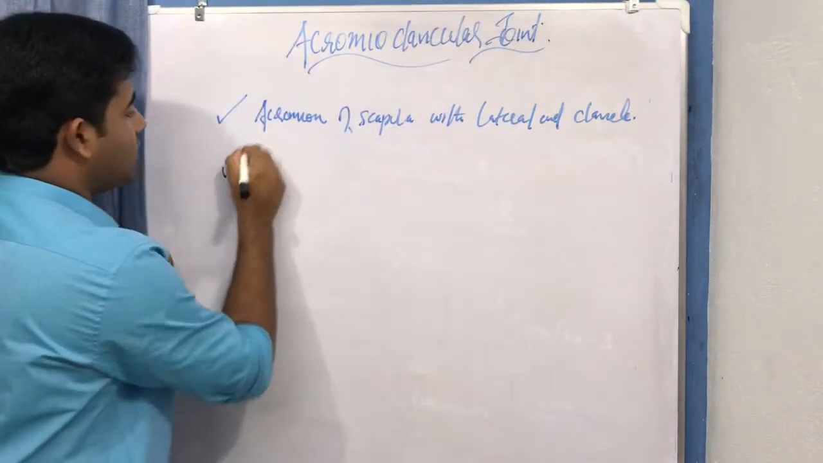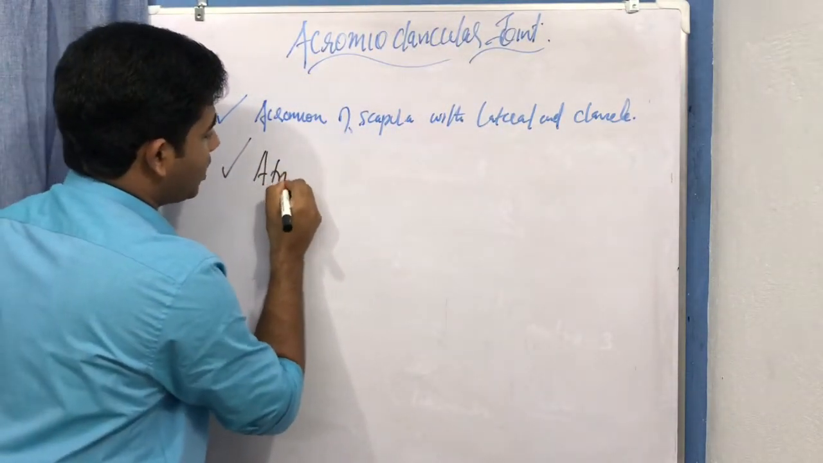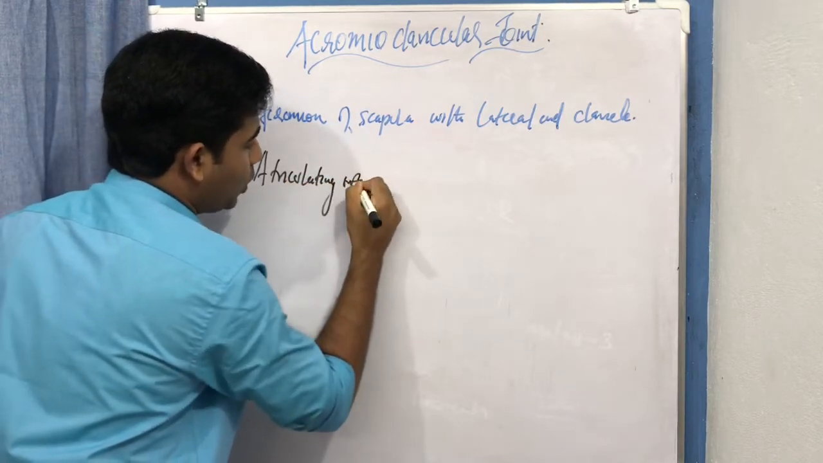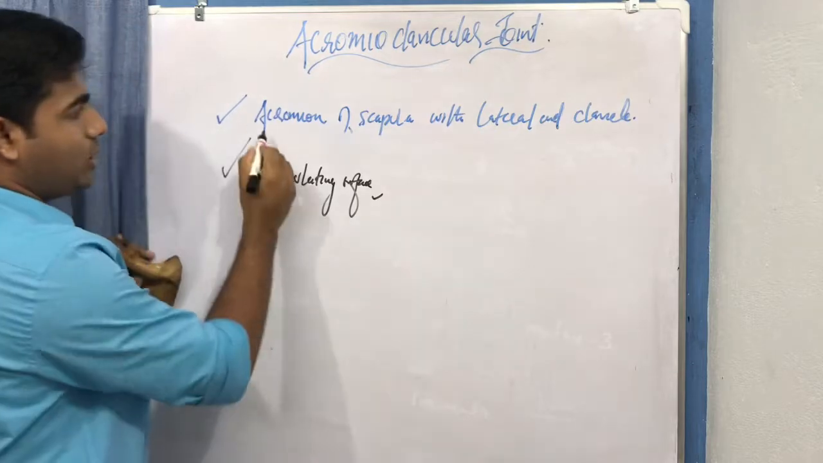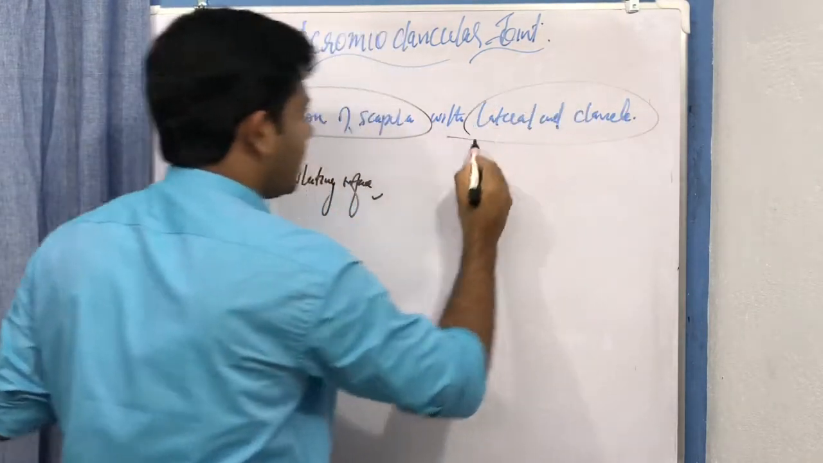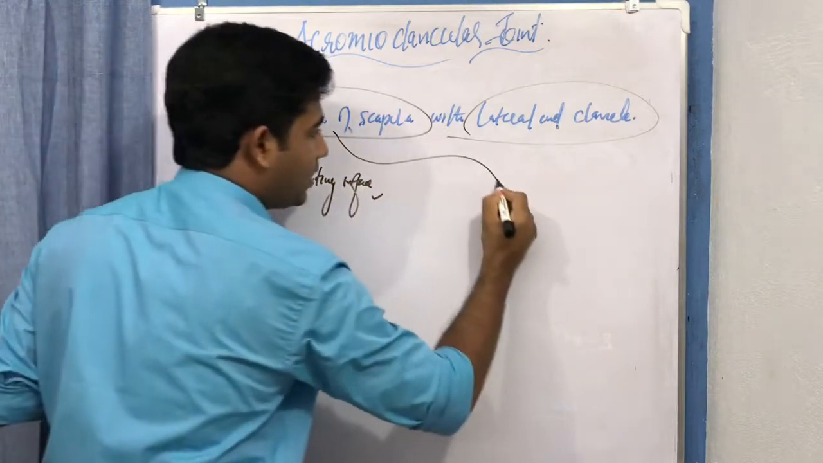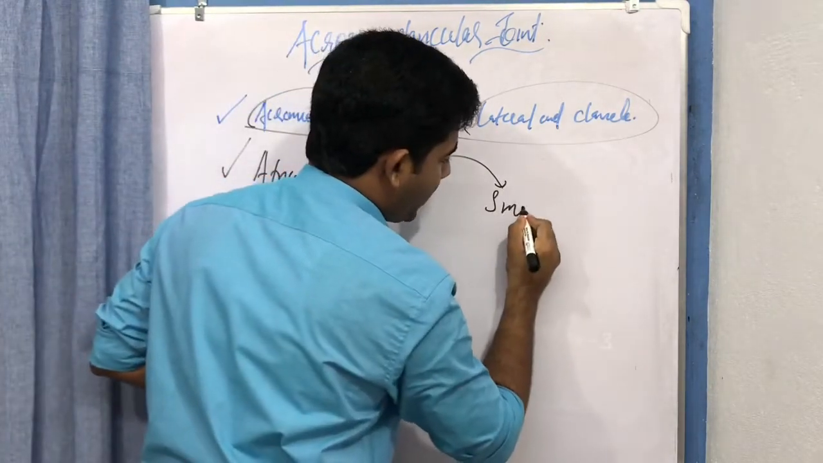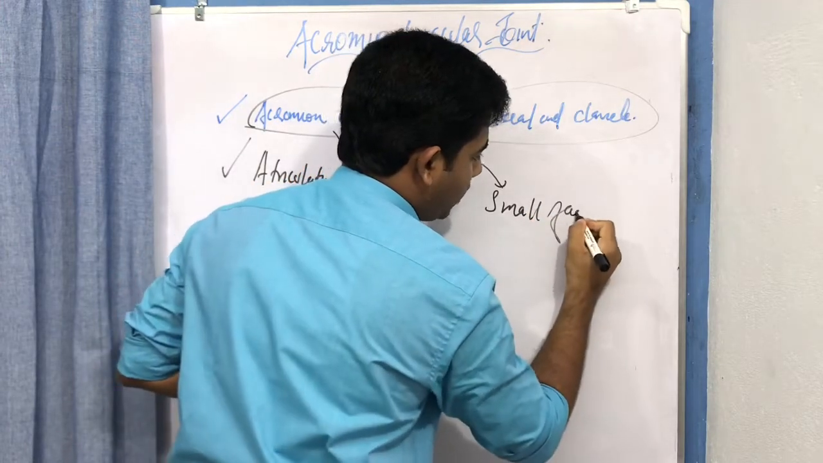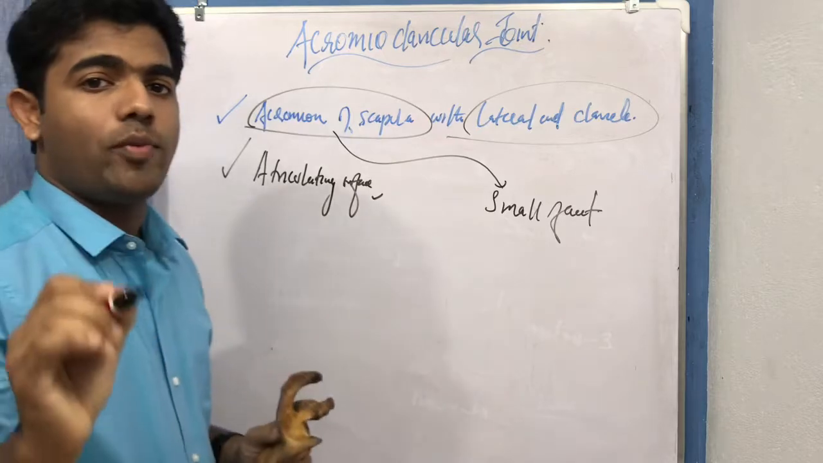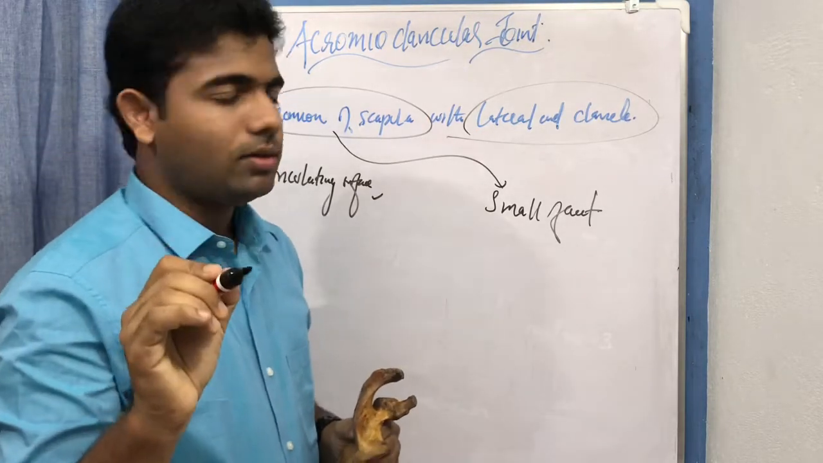What we need to focus on is the articulating surfaces. We already saw that the articulating surface is between the acromion of the scapula and the lateral end of the clavicle. On the acromion, we have an important point: a small facet. Not the entire acromion process, but a small facet on the acromion process. Don't miss that.